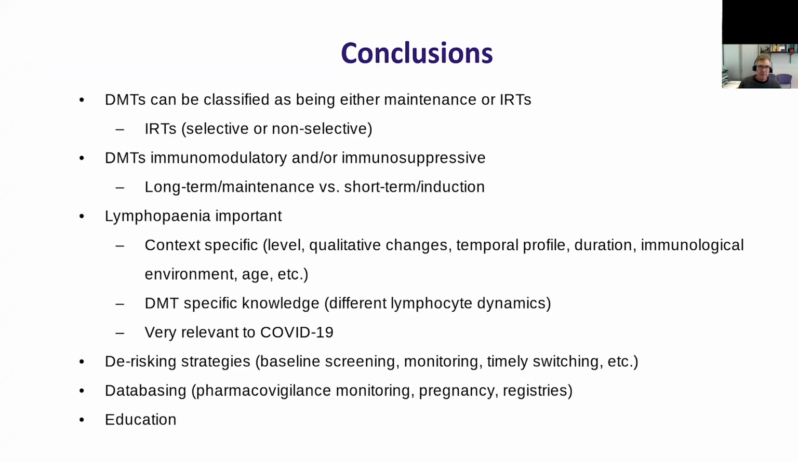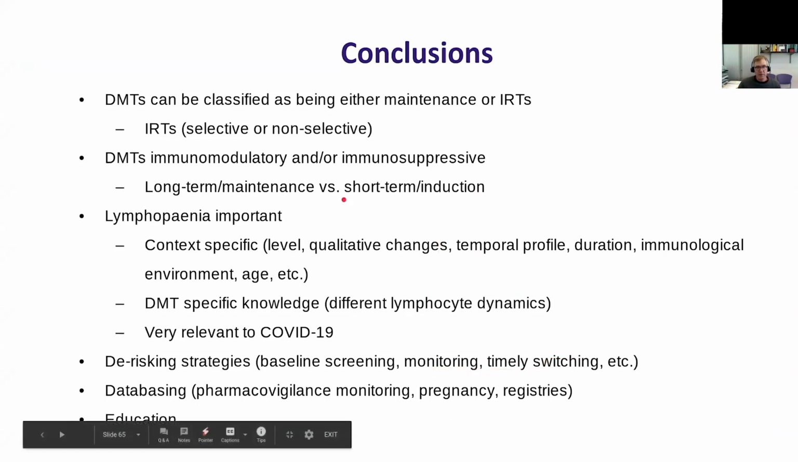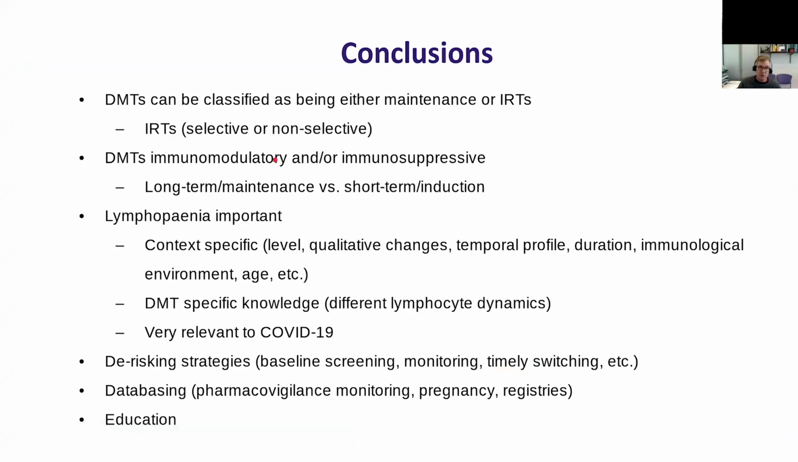So to conclude then, disease-modifying therapies can be classified as either maintenance or immune reconstitution therapies. If you are discussing the IRTs, please don't just lump them together. There are selective ones and non-selective ones, okay? I think it's important that when you think about the impact on the immune system, there are those that are modulatory, don't cause immunosuppression at all. And if you are immunosuppressive, it's either long-term with the maintenance ones or short-term, a completely different risk profile. Lymphopenia is important, but it's context specific, okay? It depends on the level. Qualitative changes, does it affect CD4, CD8s more?